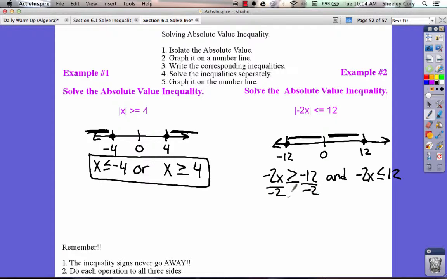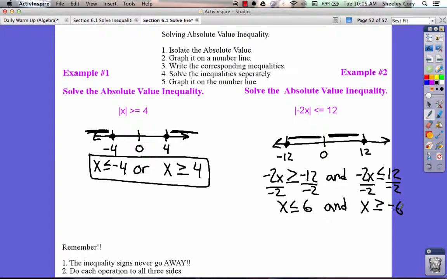Whenever you divide by a negative, remember you flip the sign, so x is going to be less than or equal to 6. And divide by negative 2, flip the sign, so that's going to be x greater than or equal to negative 6. Now these are not the distances from 0, remember, these are the x values that, if we plug them into the absolute value equation, would satisfy this solution. So if I plug 6 in, that's negative 2 times 6, which would be negative 12. Absolute value of negative 12 would be 12, and 12 is less than or equal to 12, so that worked.